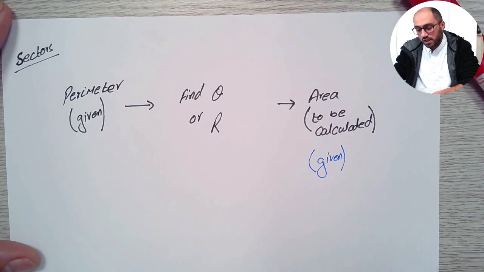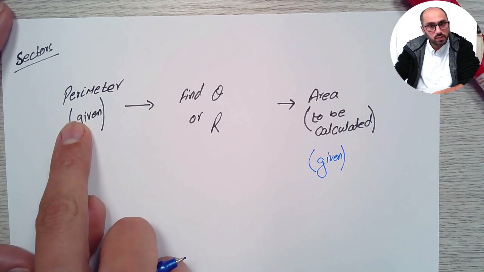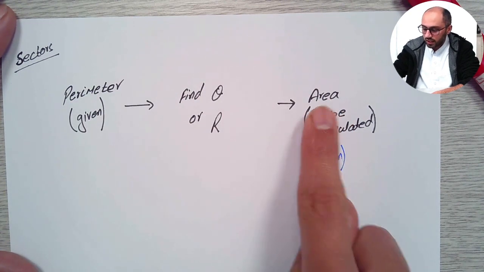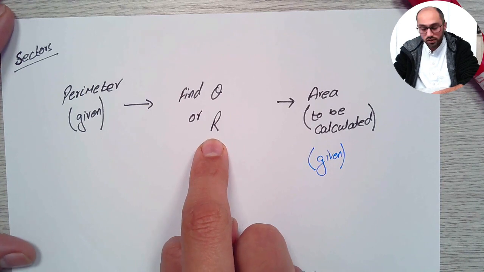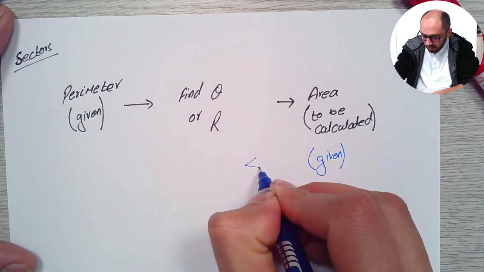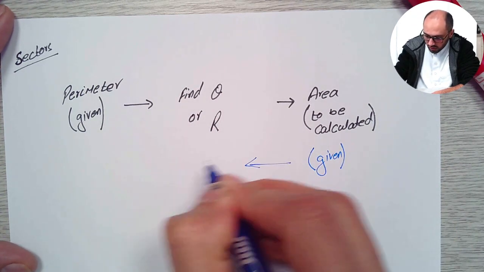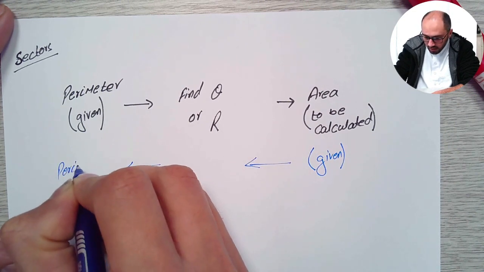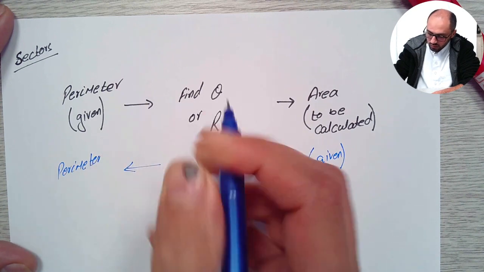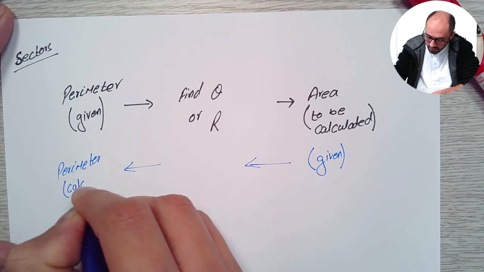There could also be a question which will not start from perimeter, but it might start from area. So in that case, area will be given. You'll have to find angle or the radius. So you'll go from here to this. Once you've got that, then you will find perimeter, and this will be calculated.